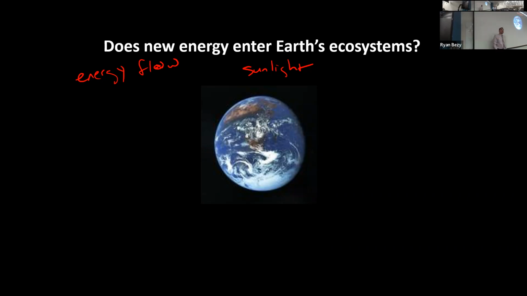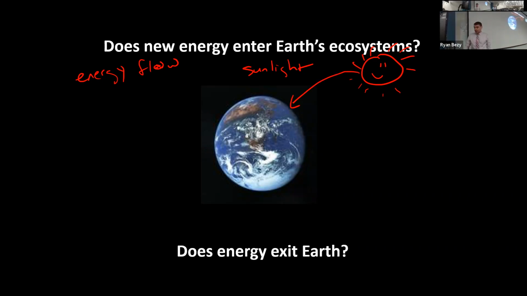Heat energy, kinetic energy. And so when the sunlight comes into Earth, you got the sun, let's just draw myself a nice happy little sun. And that sunlight comes into Earth, but that brings energy in. So energy is constantly coming in from the sun to Earth's ecosystems. Does energy exit Earth in any way?